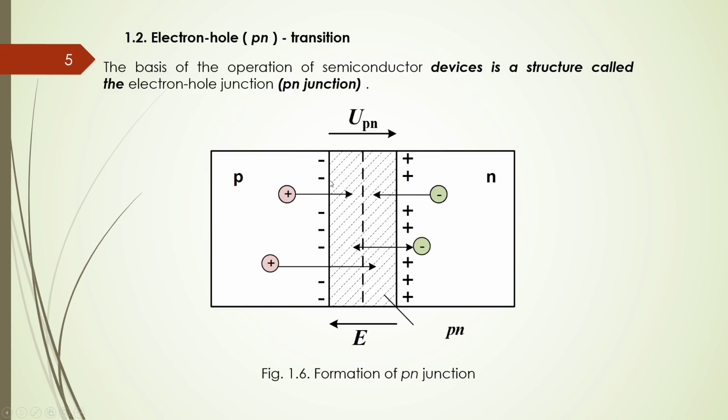Electron-hole junction, or p-n transition, is the area of contact of 2 semiconductor regions with different types of conductivity. These regions are created in the structure of the semiconductor crystal by introducing the appropriate impurities into different regions of the crystal.